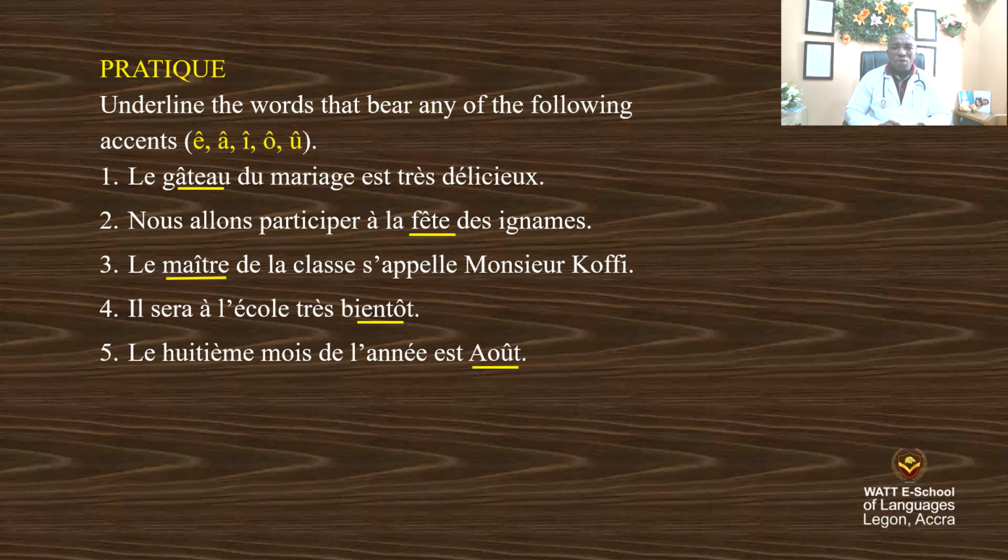When you look at the different words here, let's start from the first one, le gâteau. Le gâteau, there's an accent on the A, but it keeps the same sound A. But when you go to number 2, la fête, there's an accent on the E, therefore the E sounds E. Let's look at maître. The accent on the I does not change the sound. It's the E together with the A that gives the sound E. Bientôt, the O keeps the same sound O, despite the accent. And août, the U keeps the sound U.